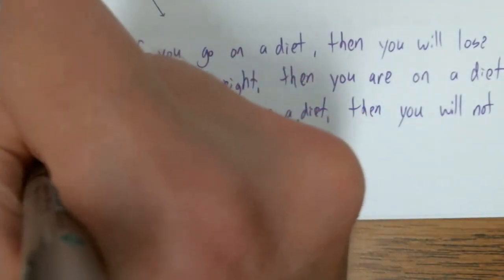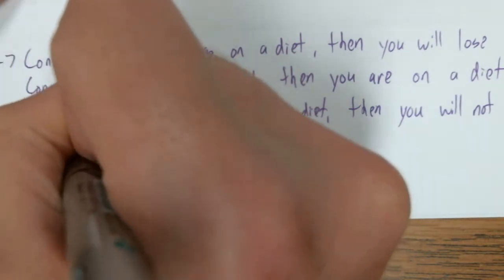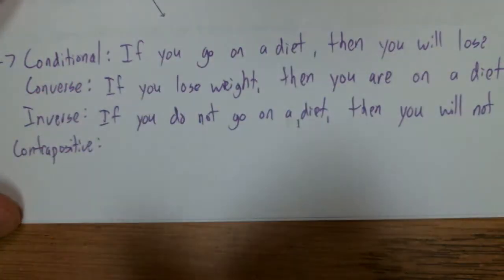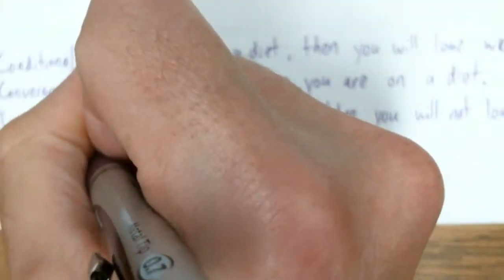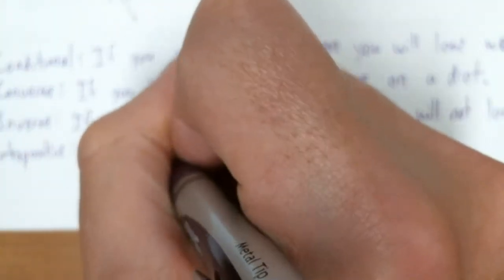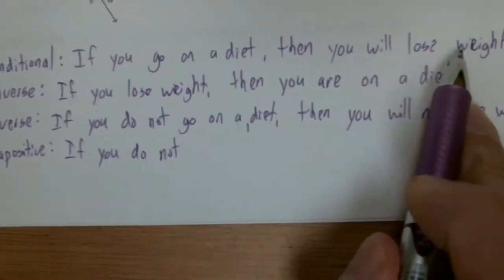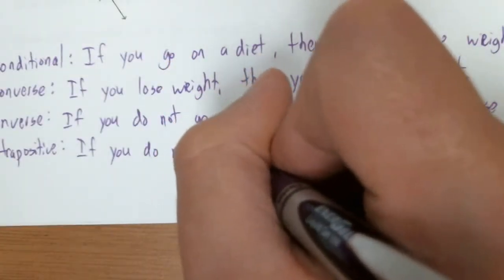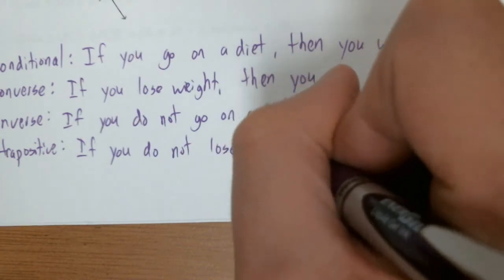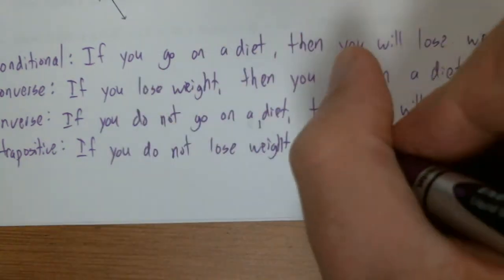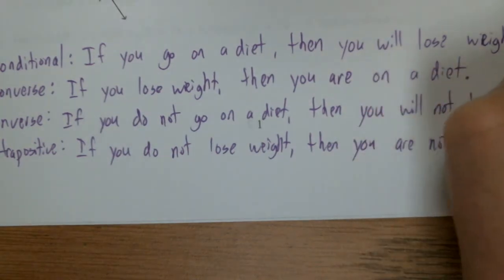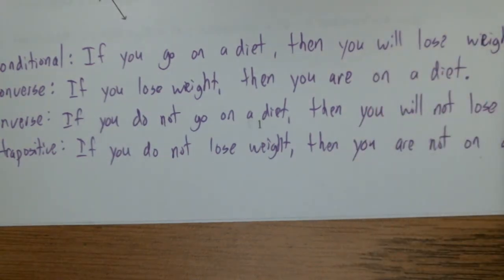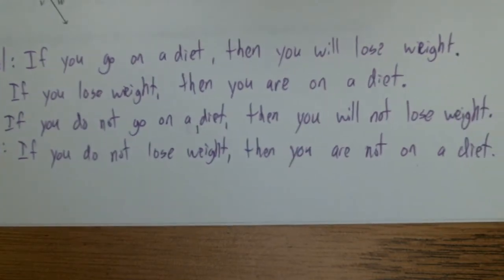Contrapositive, we're going to do both. We're going to switch the shoes, and we're going to put in the nots. All right, so this goes in the front, and then I put a not here, so that's going to sound like this. If you do not lose weight, then you are not on a diet. Okay, that is the converse, inverse, and contrapositive.